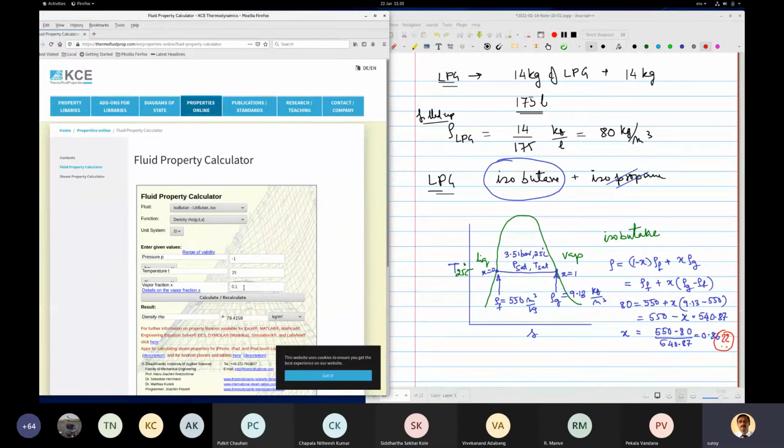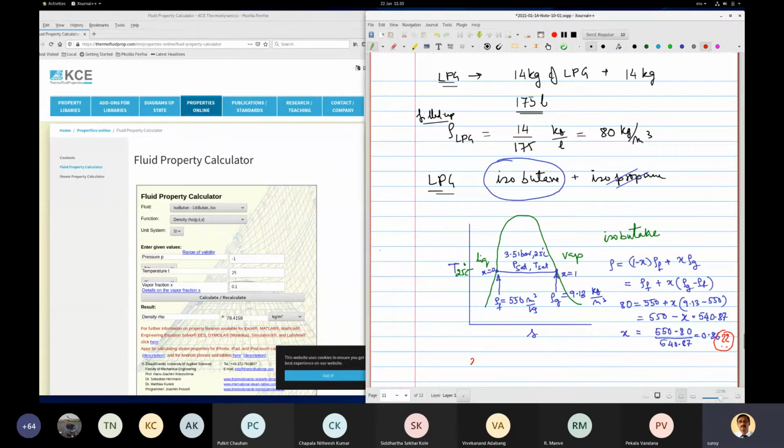So let us not do this. Somewhere I have done a mistake. x should be more like 0.1, right? Then the density becomes... so this calculation, let us not. So rho will be approximately 80 kg per meter cube. So x equal to 0.1, then we get this.